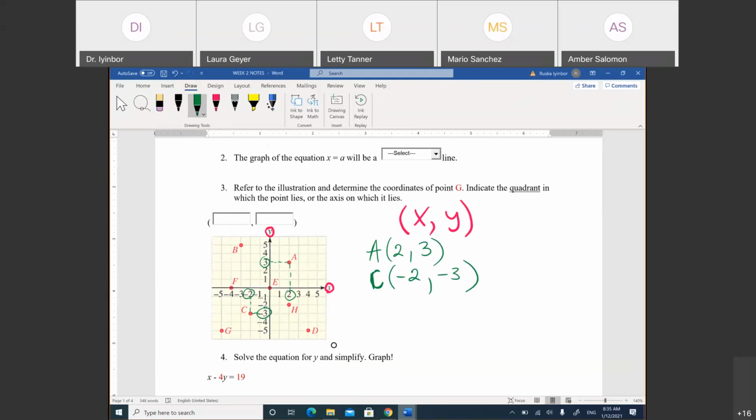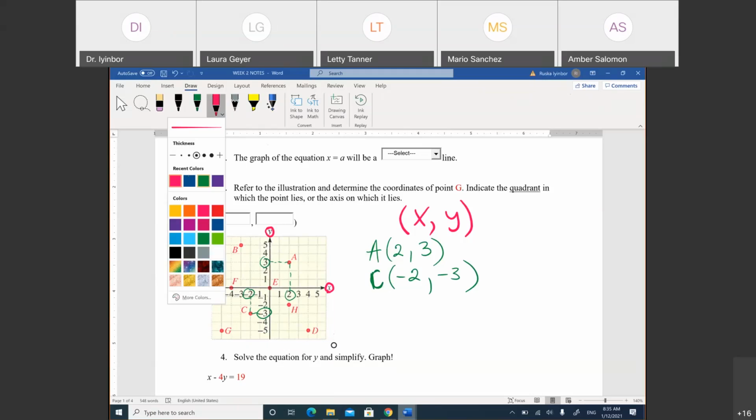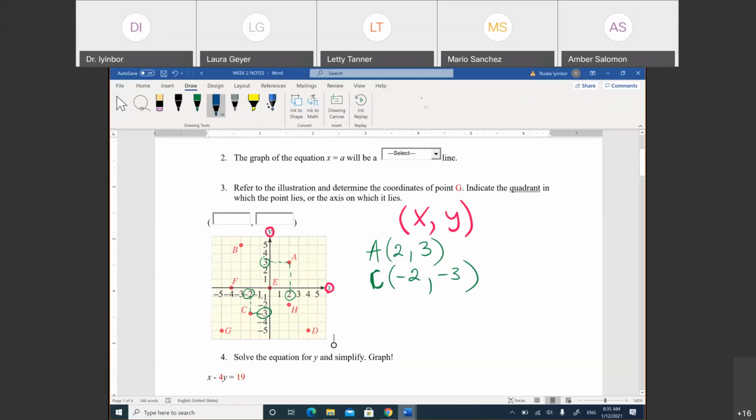Here they're asking about coordinates of point G, and the point G is right here, so I'm going to go to the x first, and the number there is negative 5, and then you're going to go to the y, and the number there is also negative 5. So that's what you're going to put here. The first number is negative 5, and the second number is also negative 5, which is okay. Okay? So that's how you do the coordinates of point.